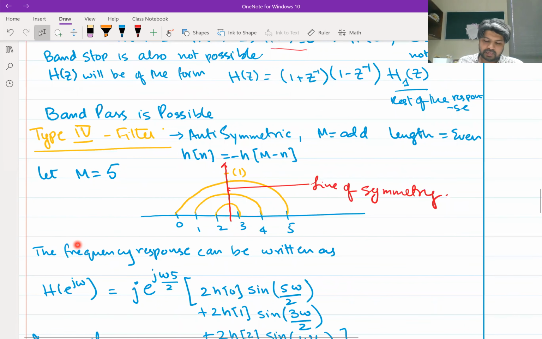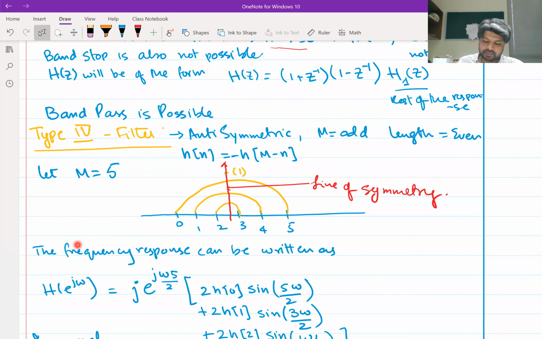Right? Finally, type 4 filter is very similar to type 3 filter. The only difference is your M becomes odd now, and hence the line of symmetry would be, there would be no loner, and hence the line of symmetry would be at a half integer. ठीक है? For example, m is equal to 5 के लिए वही example हमने लिए. So, but these would be negative. ठीक है? Minus से multiply हो जाएगा. So h of 0 would be minus h of 5. h of 1 would be minus h of 4, and h of 2 would be minus h of 3.